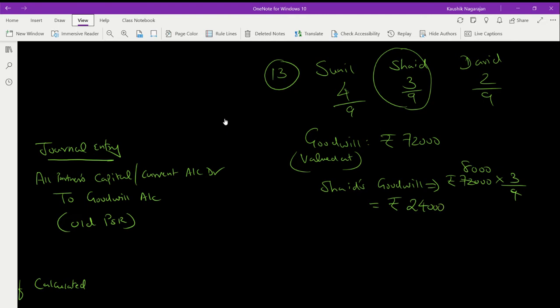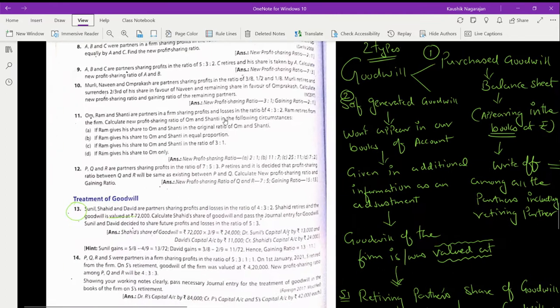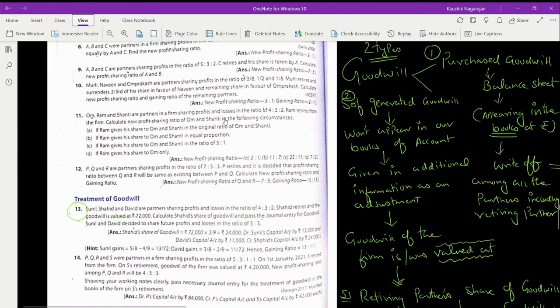So step 1 we have found out: find out the retiring partner's share of goodwill. Now what is mentioned in the question? Calculate Shahid's share of goodwill and pass the journal entry for goodwill. Sunil and David decided to share future profits and losses in the ratio 5 is to 3.